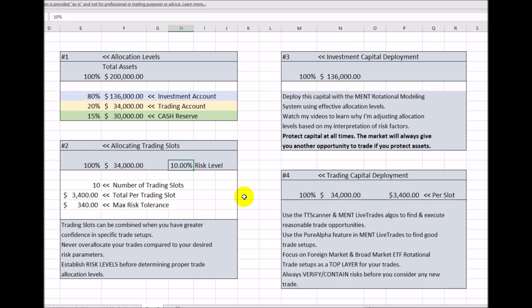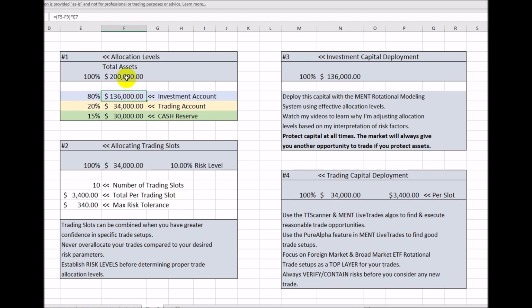Now your investment capital, as I mentioned to you earlier, runs and deploys with the Mint rotational modeling system, uses the effective allocation levels, and again, watch my videos to learn why I'm adjusting the allocation levels based on risk and interpretation factors. But primarily, there's two things that protect your capital at all times. Number one, the cash reserve account, and number two, your investment account running the Mint rotational modeling system.